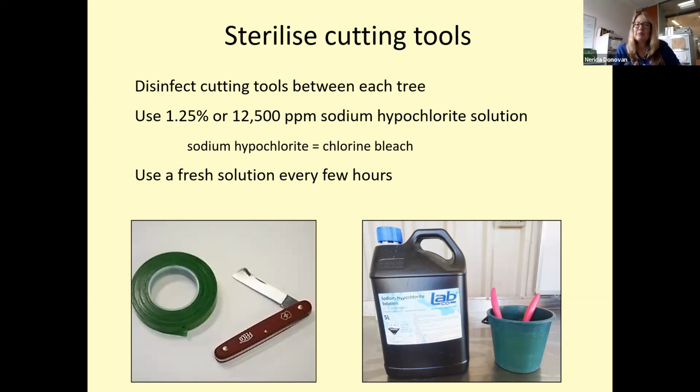The reason we say 1.25% is because commercial bleach is 12.5% typically. But just check the bleach source that you're buying and check what percentage, and make sure you make it up to roughly 1.25% of sodium hypochlorite.